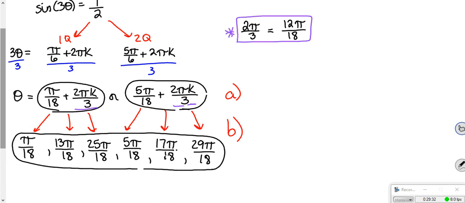Okay. I can't go any more because if I double 18, I get 36. And if I add 12 to any of those, I'm going to go over 36. So that would be more than 2 pi. Okay. So that was, what was that, number 7? Okay. So 2 more. Okay.